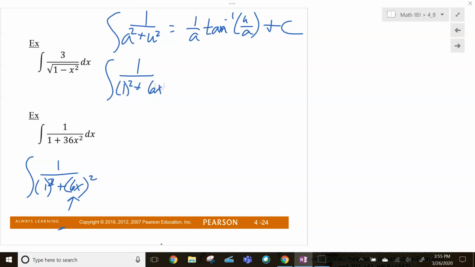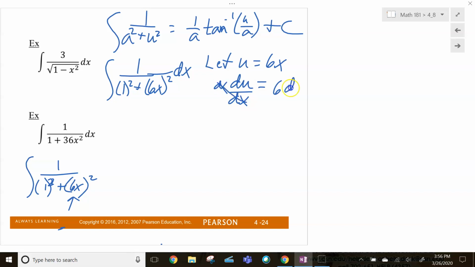If u is not just x, I got to let u be 6x and then make a substitution so it fits the rule. So I know du dx is 6, right? The derivative of u with respect to x is 6. I take the dx to the other side there. Okay, so du is 6 dx. So what I need is I'm going to first replace 6x with u.